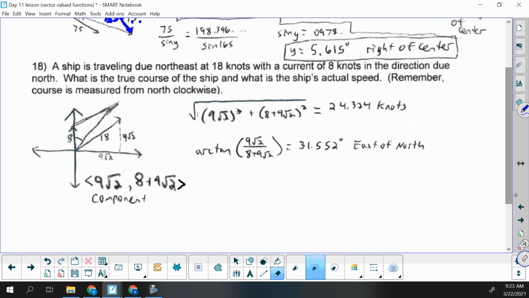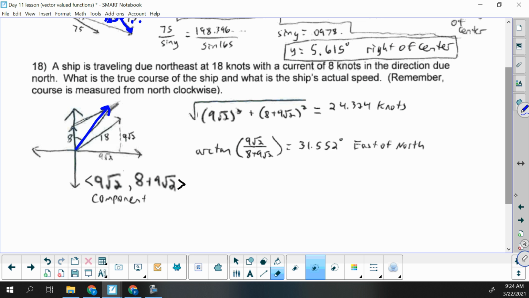In the ship problem, the current was 8 directly north, and we were traveling 18 knots northeast. So our true path of the ship is this one here. If that's 18, you can write the component form of the vector as 9 radical 2, 9 radical 2, because that should be a 45, 45, 90 triangle.